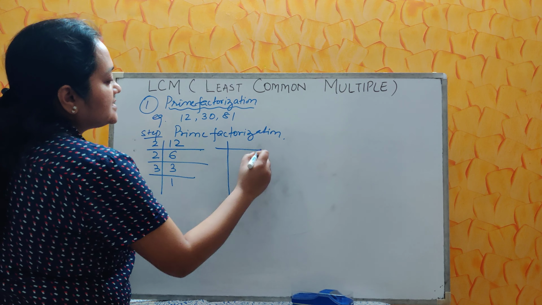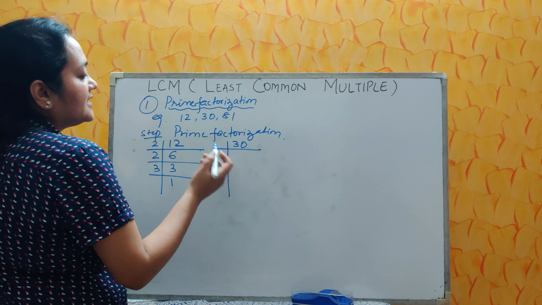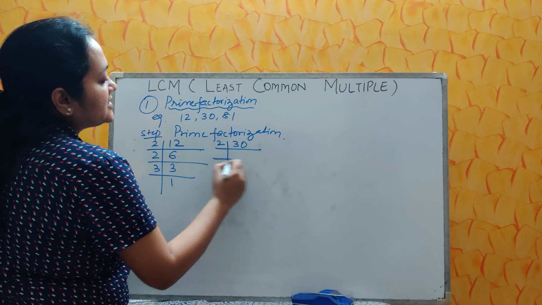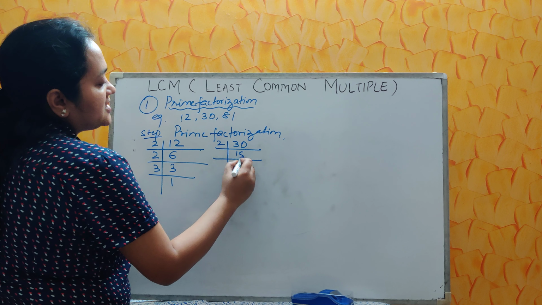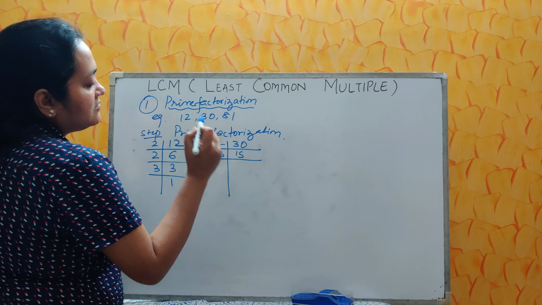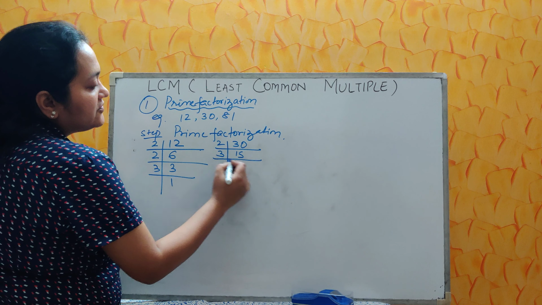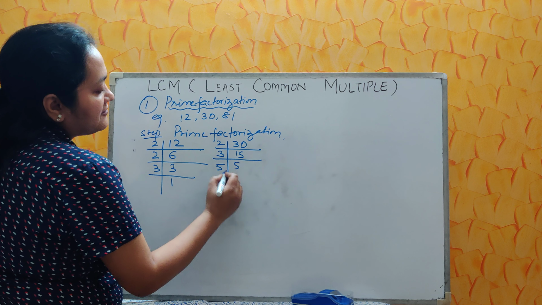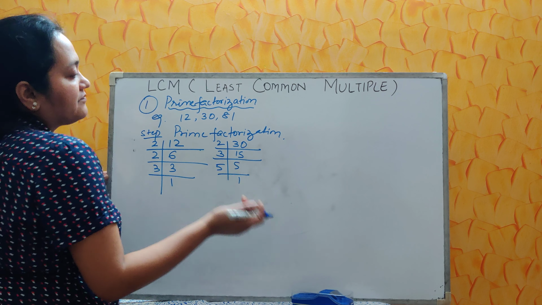The next number is 30. It's again an even number, so it will be divisible by 2. 2 into 15 is 30. Now I am going to divide it by 3. 3 into 5 is 15. Now 5 into 1 is 5.